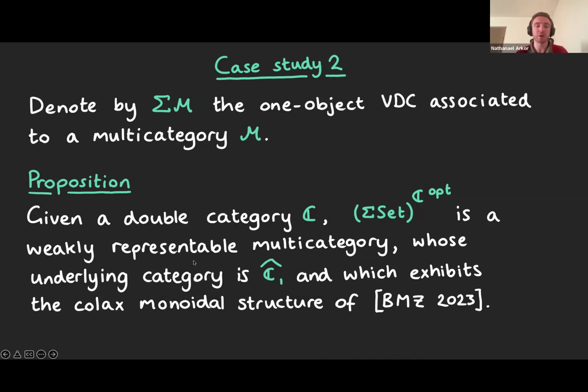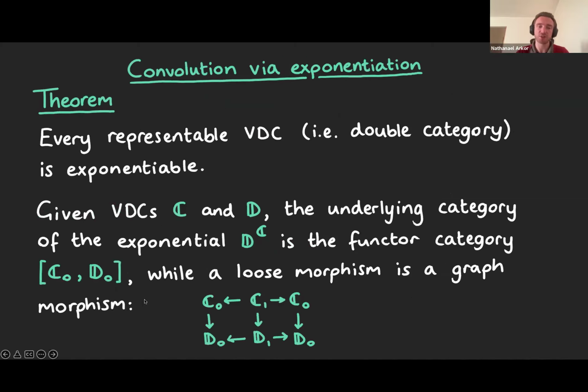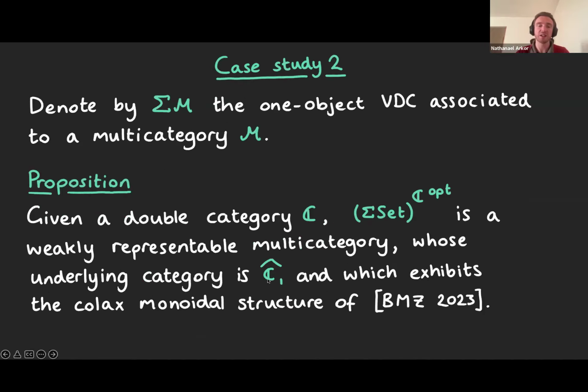And in fact, it turns out to be weakly representable. So it's induced by a colax monoidal structure. And just by unwrapping the explicit description of this exponential, we see that the underlying category of this multi-category is exactly the category of presheaves on C1. And so this precisely recovers the colax monoidal structure that was defined as a notion of convolution for double categories by Baer, Méliès, and Zeilberger.